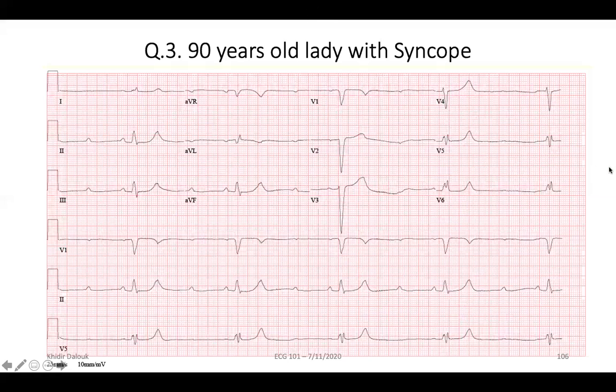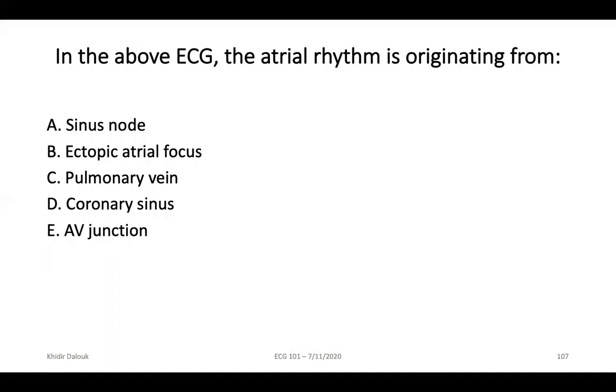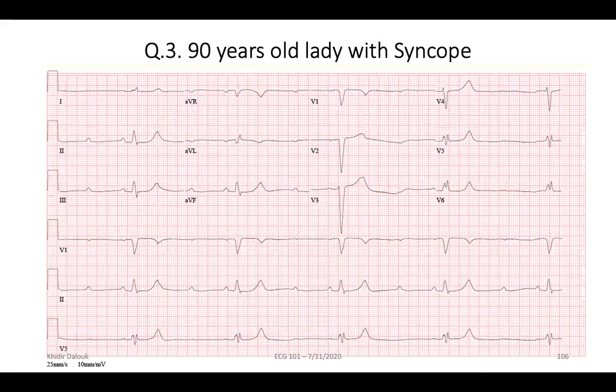Okay, so this is the third question: a 90-year-old lady with syncope. And the question was, the atrial rhythm is originating from where? From the sinus node, from an ectopic atrial focus, from a pulmonary vein, from the coronary sinus, or from the AV junction? And here I'm just trying to get you to fixate on looking at the morphology. Do you notice P waves or not?